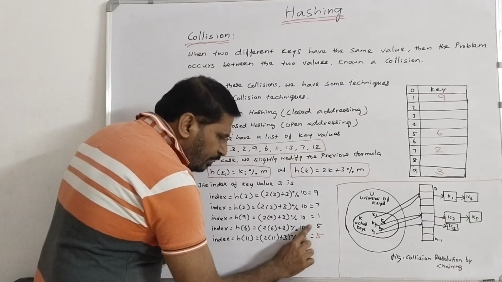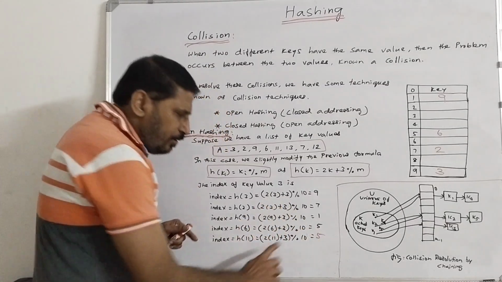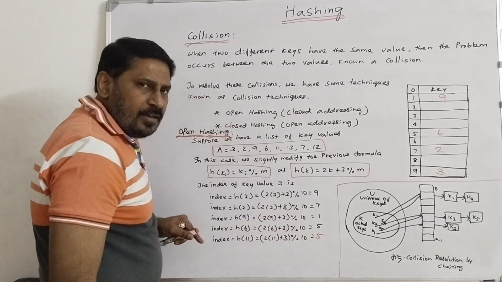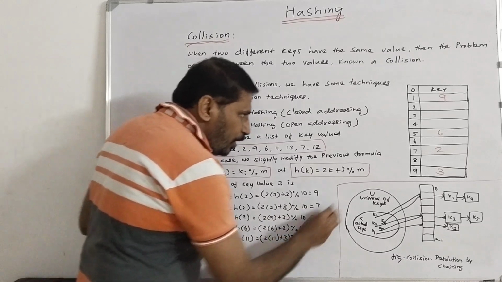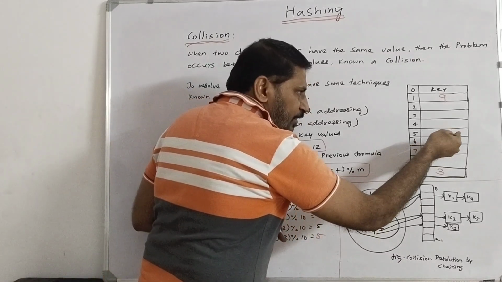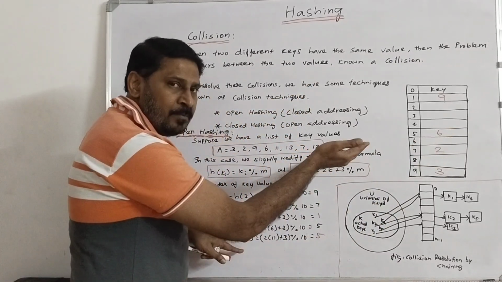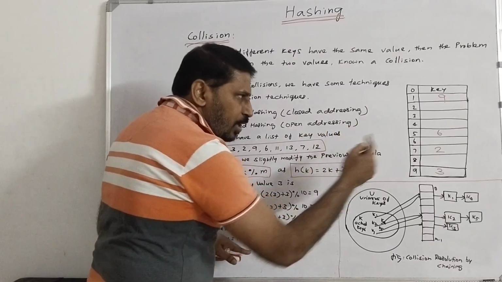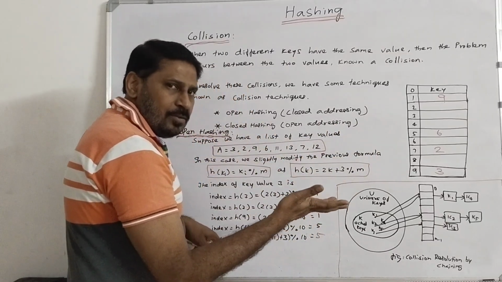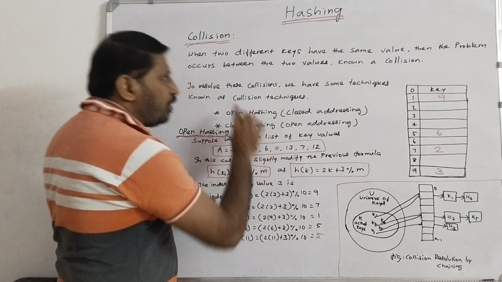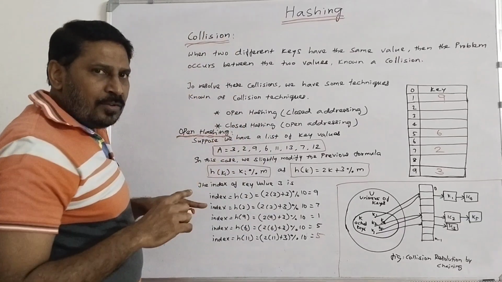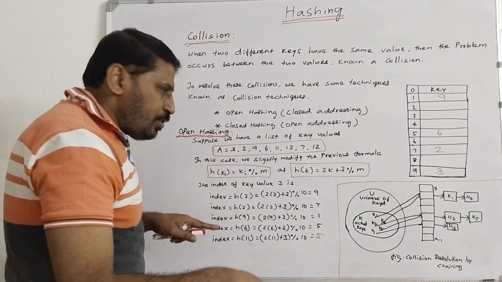Once again the same index comes. When we go to index 5, 6 is already there. How can I store 11 there? If I store that, 6 is overwritten. This type of problem is called a collision problem, and we want to overcome it.